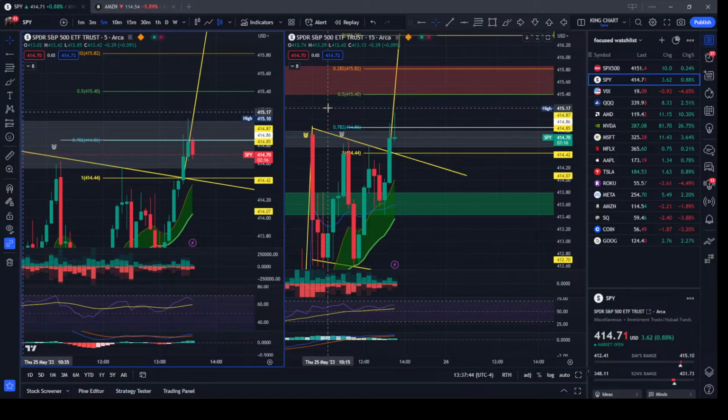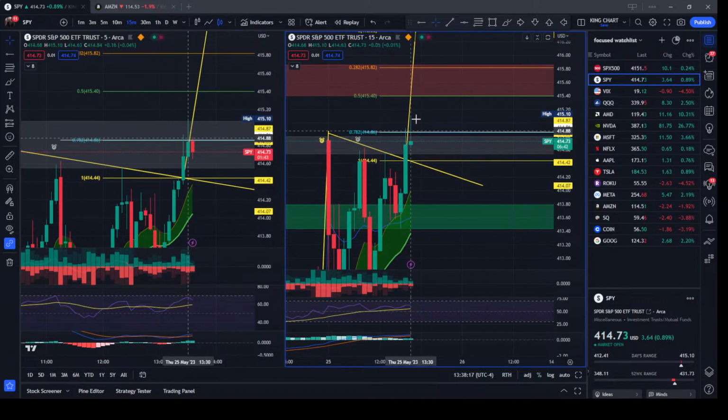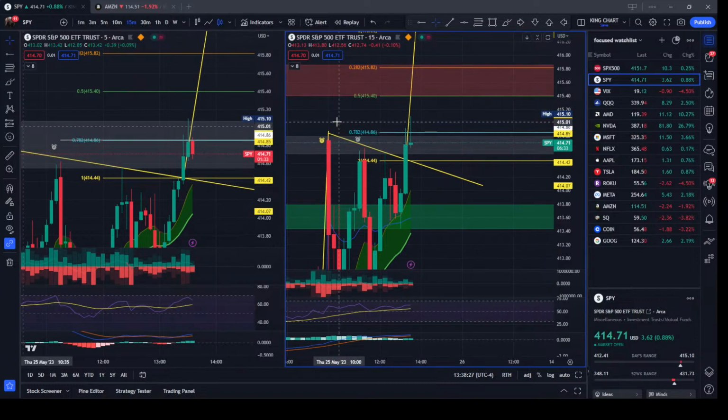I'm stuck here at break even between 119 and 120. It keeps bouncing between. So come on, SPY, don't give up on me.